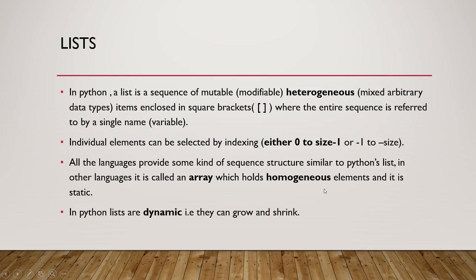So what are lists? In Python, a list is a sequence of mutable heterogeneous items enclosed in square brackets, where the entire sequence is referred to by a single name, that is a variable. In most of the other languages, there is some kind of sequence structure similar to Python's list, and they are called arrays. But arrays are homogeneous and they can't be changed once they are created. But in Python, lists are dynamic and they can hold heterogeneous data items, for example integers, floats, or strings.